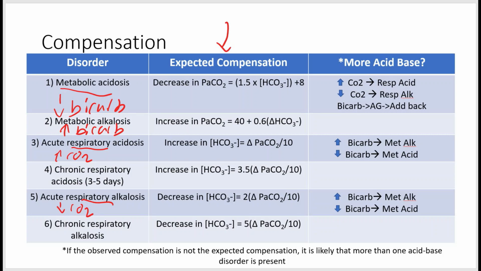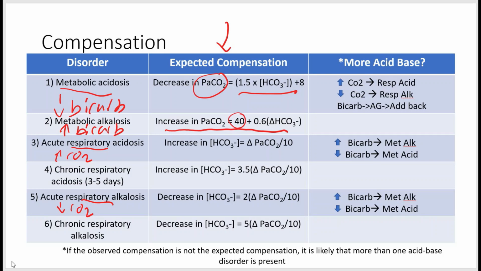In metabolic acidosis, there's an expected decrease in PaCO2, and this is calculated by using the Winter's formula as shown, 1.5 times the bicarb plus 8. So in metabolic alkalosis, this is the formula to calculate the expected PaCO2. So it's the delta bicarb, so that means it's the bicarb on the BMP minus 24, the normal bicarb. And you multiply that by 0.6, and you add that to 40, which is normal PaCO2.